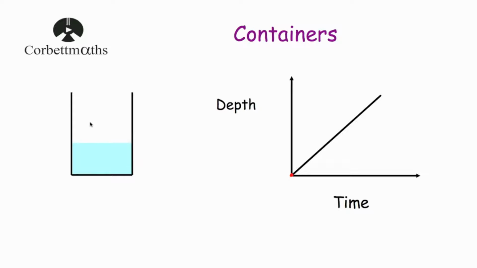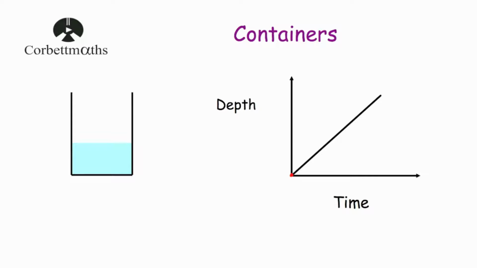If we brought those sides closer together, so it was a narrower container, this graph would be steeper. So it would still increase at a steady pace, but it would just be a steeper line. And if the sides of the container, these two vertical sides, were wider apart, it would be less steep. So it would look something like that.